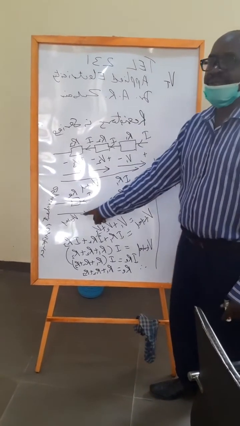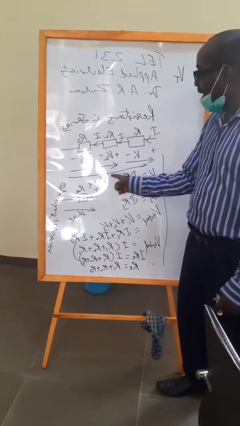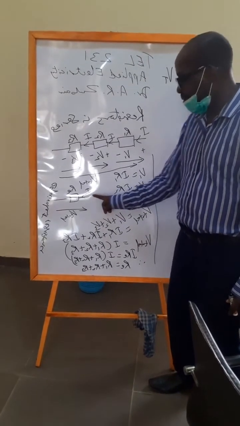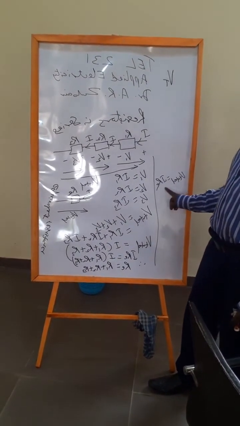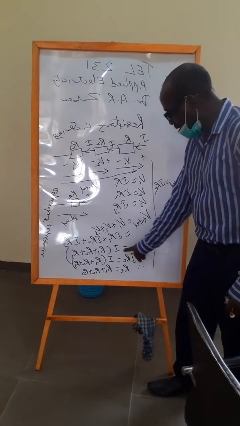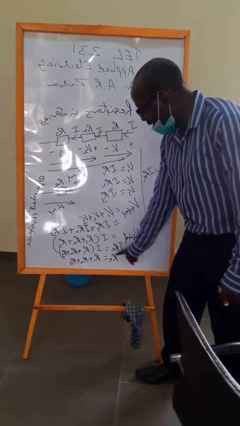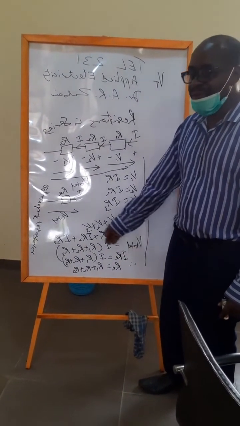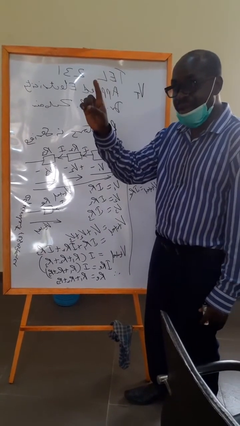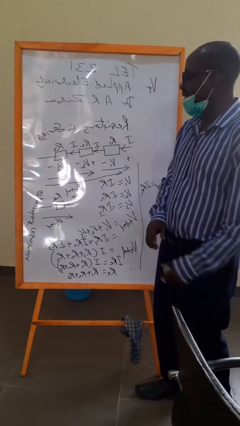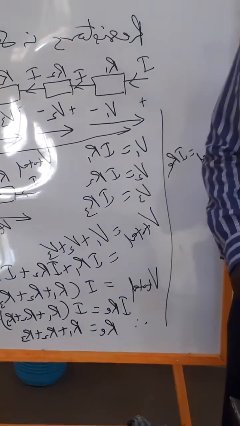Suppose you have a single resistor, which is drawing the same V total, and the same current is passing through it. V total must be equal to I times R. Set the two of them to be equal. This will be equal to that. I will cancel, I will have that. So when we have resistors in series, they can be replaced by a single resistor whose resistance is the sum of all the resistances.